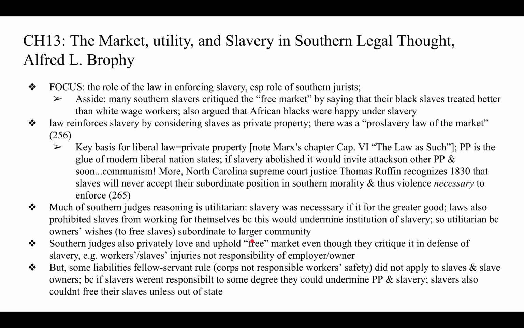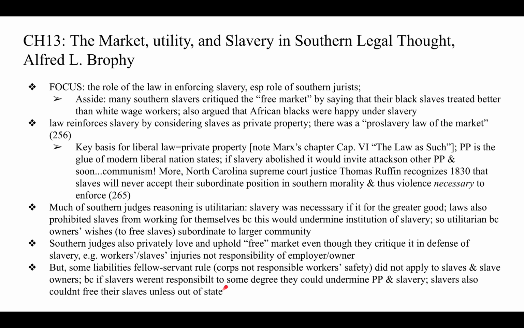So they were utilitarian because the owner's wishes, even if the owner wanted to free their slaves, were still subordinate to the larger community. Southern judges also privately loved and upheld the free market, even though they critiqued it in defense of slavery. For example, worker slaves' injuries were not the responsibility of the owner or employer. But some liabilities, such as the fellow servant rule, where corporations were not responsible for worker safety, did not apply to slaves and slave owners. Because if slavers weren't responsible to some degree, they could undermine private property and slavery. Slavers also couldn't free their slaves unless out of state.